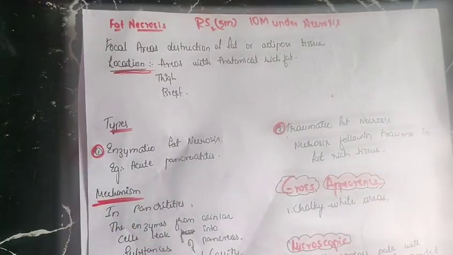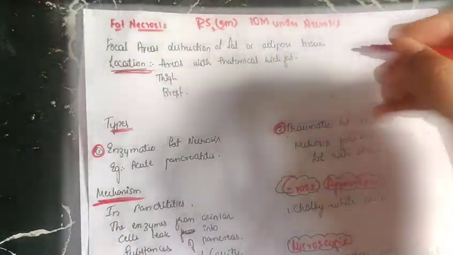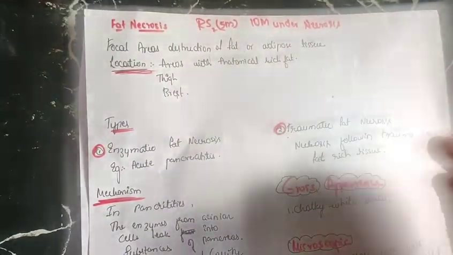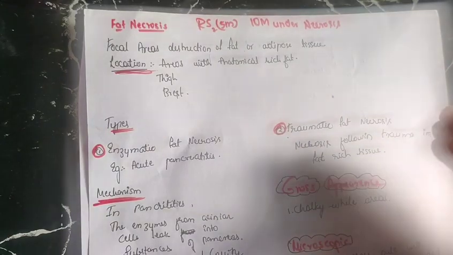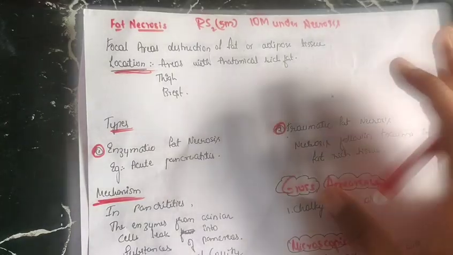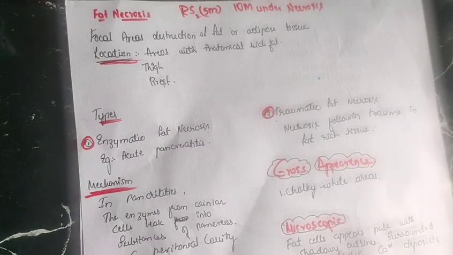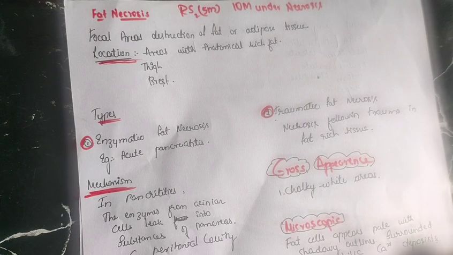Fat necrosis means focal areas of fat will be destroyed. Adipocytes will be destroyed in a particular area. This is usually seen in the body where there is rich fat content. Examples: thighs, breasts, and so on. You will see fat necrosis. The types of fat necrosis are enzymatic fat necrosis and traumatic fat necrosis.